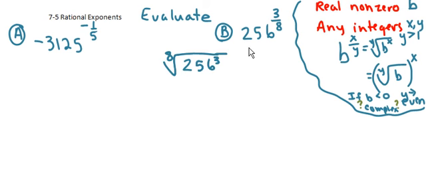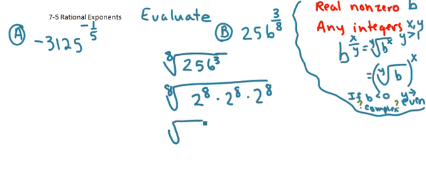For a second example, we have the base 256 being raised to the 3/8 power. Rewritten then in radical form, we have an index of 8 and a power of 3. Now in this case, we recognize that 256 is really 2 to the 8th power, and our exponent here tells us we need to write that 3 times.